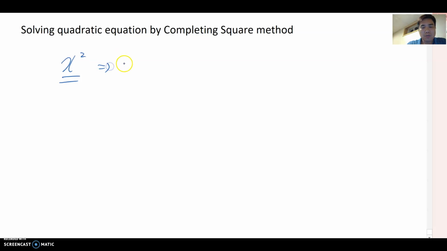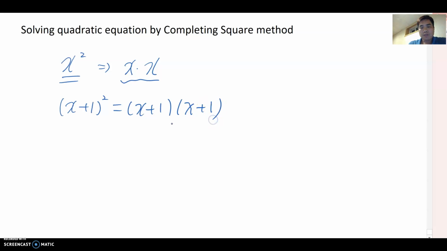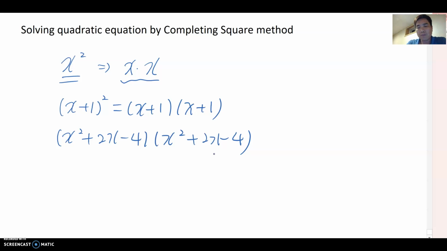because here we have the same thing, x times x. So this is one of the typical completing square forms. Another one I can say is x plus 1 squared as well, because this means x plus 1 times x plus 1. In other words, we can also say x squared plus 2x minus 4 times x squared plus 2x minus 4. They are also completing square form, because this becomes x squared plus 2x minus 4 squared.